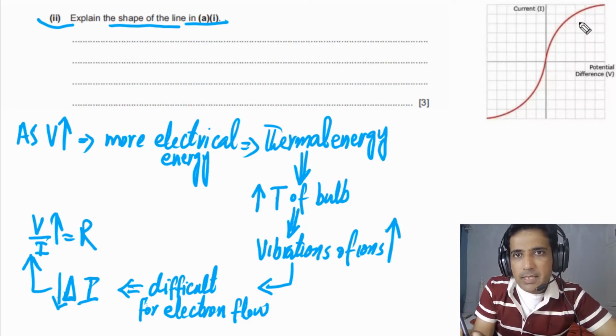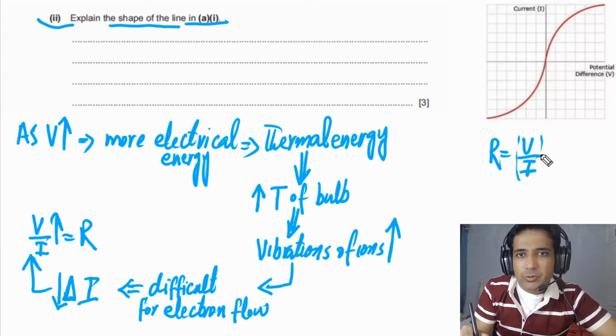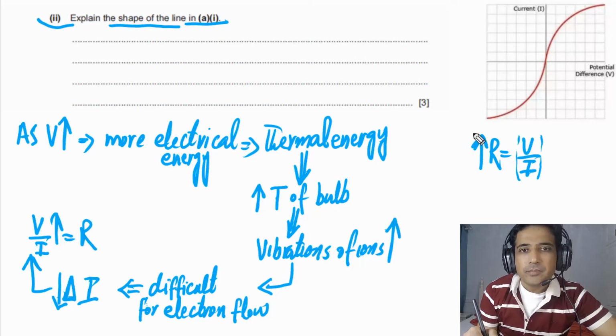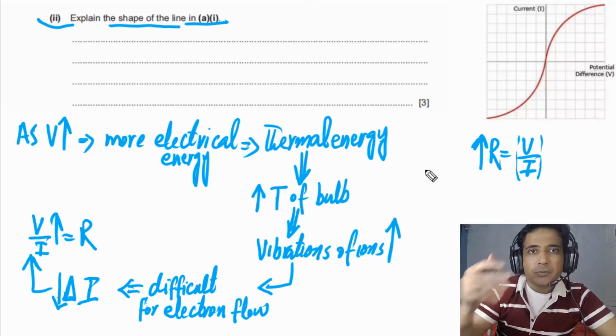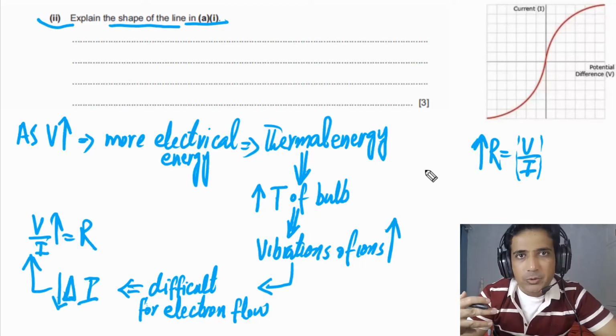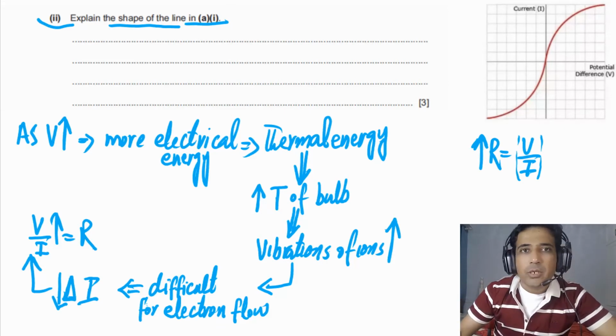This is telling us the ratio between V and I increases because R is equal to V over I. So the ratio between these two quantities is increasing. It simply means that R is increasing. So that's all we need to understand about this question. Let me show you the answer, how you can write down a proper answer.